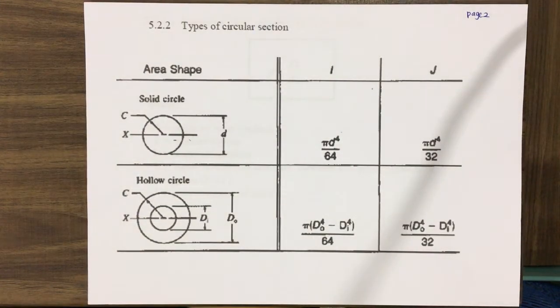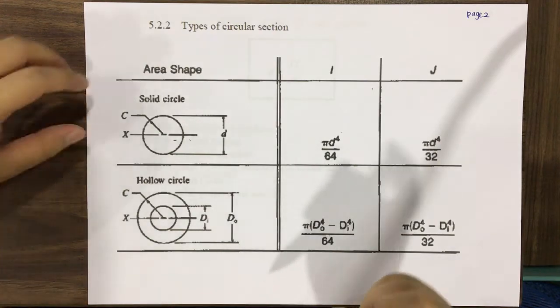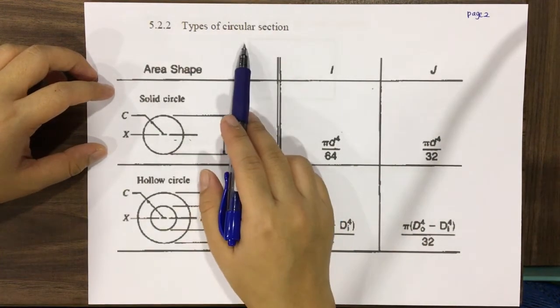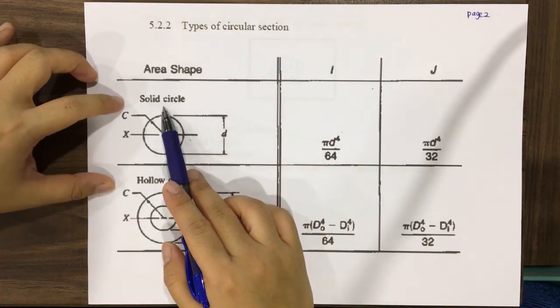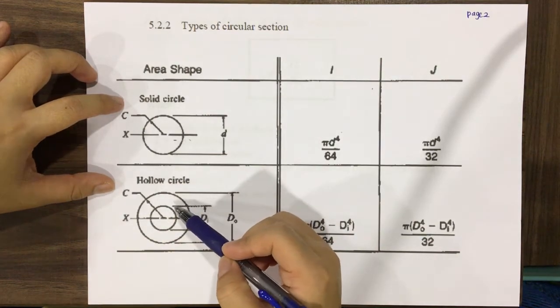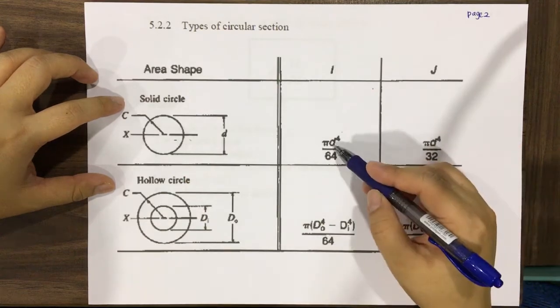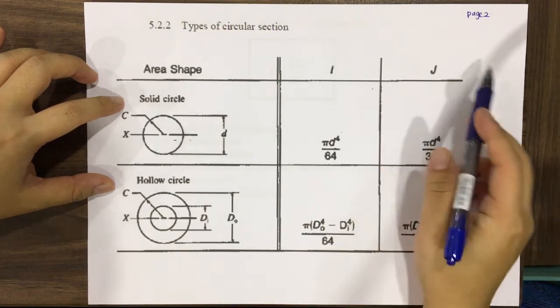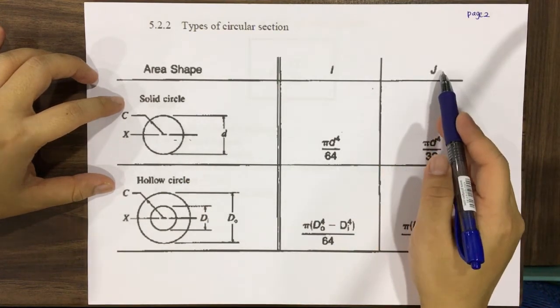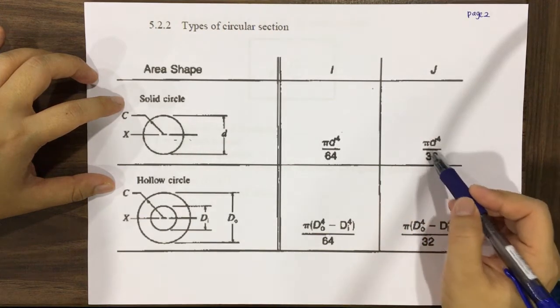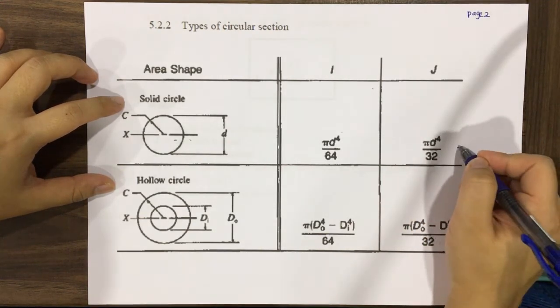So these are the types of circular sections. We can see that here. For circular sections, we have solid circles and also hollow circles. For the solid circle, I is pi d to the power of 4 over 64, and J, which is the polar moment, is pi d to the power of 4 over 32. So this one you need to memorize.